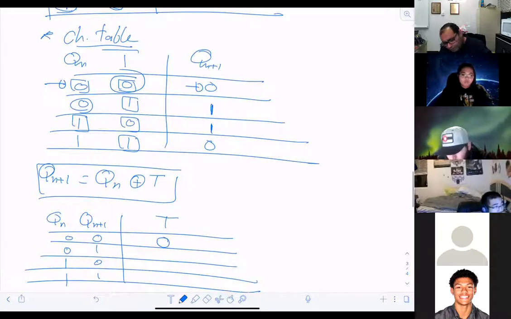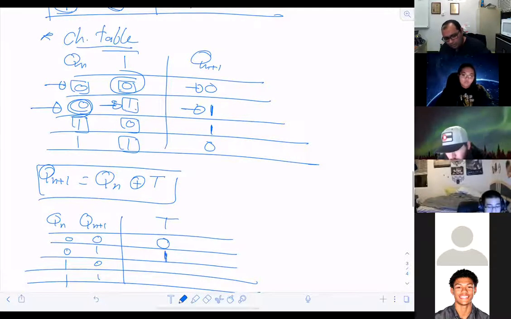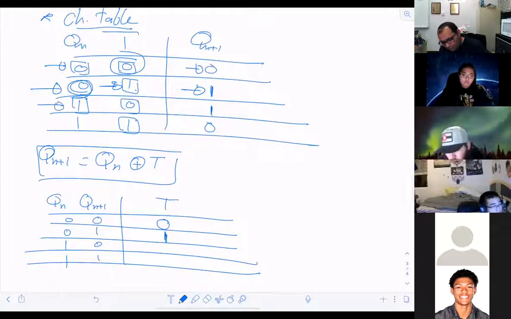Then I'm looking for zero one. How many zero one do I have? I have this one and this one, right? So what is the output in this case? T is going to be one. Then when I have 1, 0, can you see 1, 0 here?